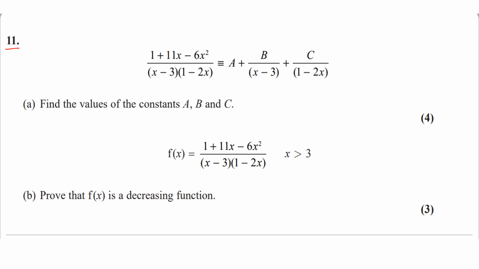Question 11 actually is, so I'm given this algebraic fraction is equivalent to a plus b over x minus 3 plus c over 1 minus 2x. Find the values of the constants a, b, and c. So this is called partial fractions. This is almost certain to come up on your paper 2 exam, because it did not appear on your paper 1 exam.